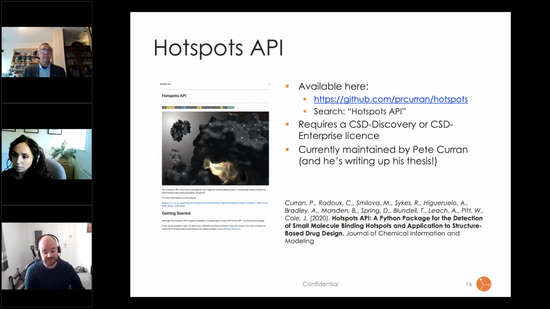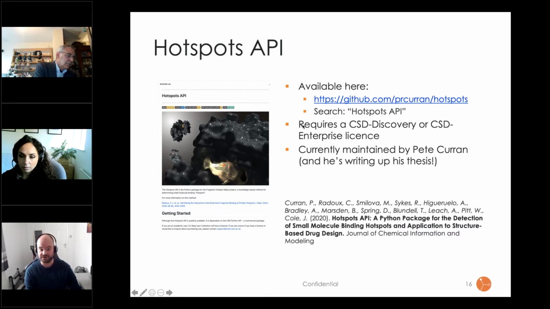In terms of being able to run these calculations yourselves, the Hotspots API is publicly available. So this is on GitHub. I think if you just search Hotspots API in Google, you should find it. I will have this link on my acknowledgement slides as well.